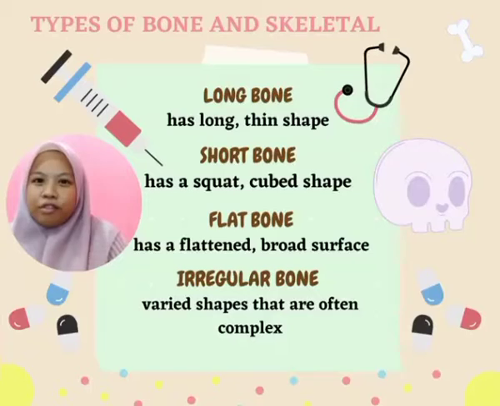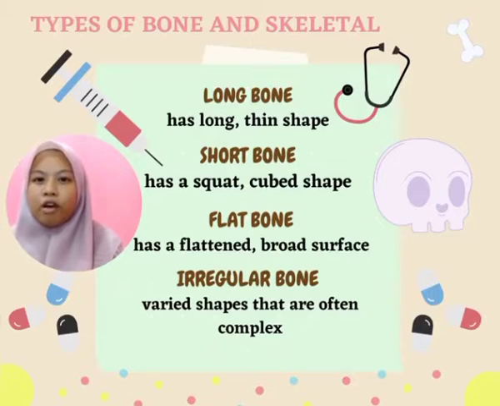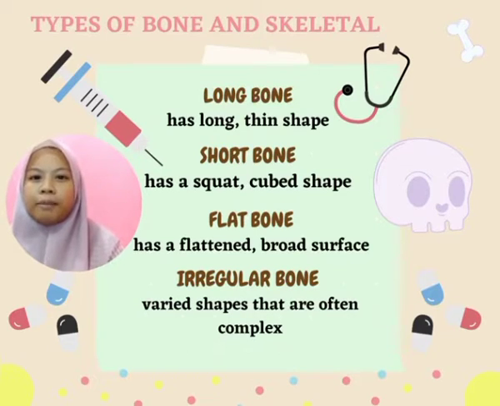So there are four different types of bone in the human body. First is long bone. It has a long and thin shape. Examples include the arms and legs. With the help of muscles, long bones work as levers to permit movement. And next is short bone that has a squat and cube shape. For example, they include bones that make up the wrist and the ankle.